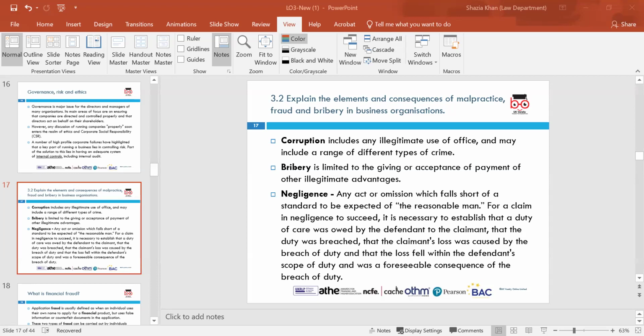Potential criminal penalties for bribery and corruption: for an individual, a maximum of 10 years imprisonment and an unlimited fine, and for an organisation, unlimited fines, debarment from public contracts and reputational damage. Okay, so negligence is an act or omission which falls short of the standard of the reasonable man, and a duty of care would be an element in negligence.